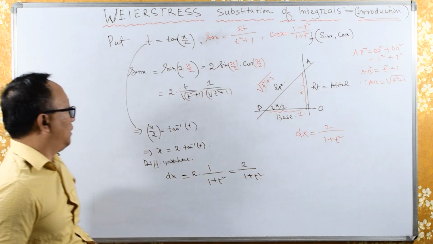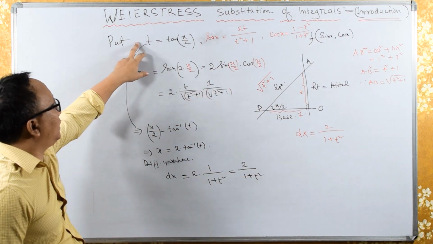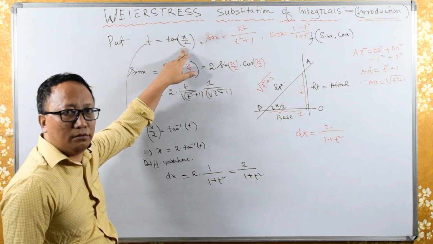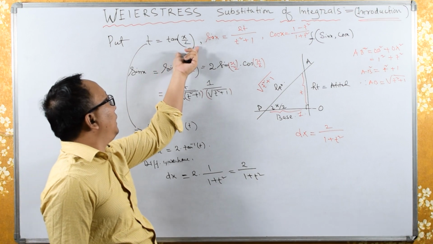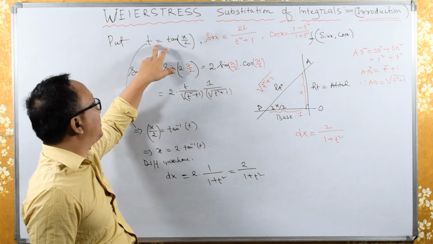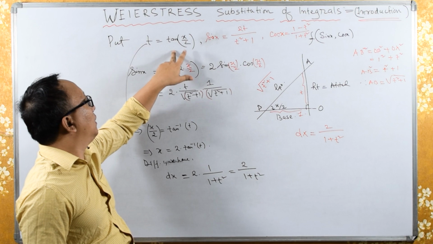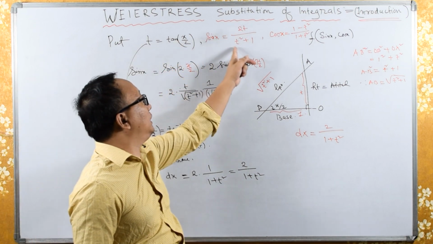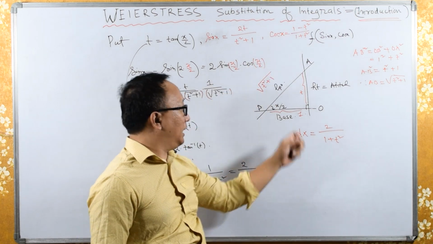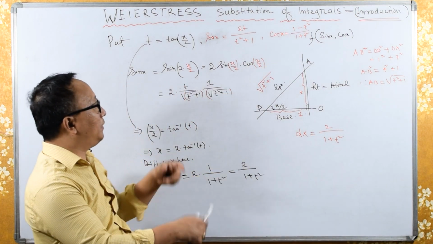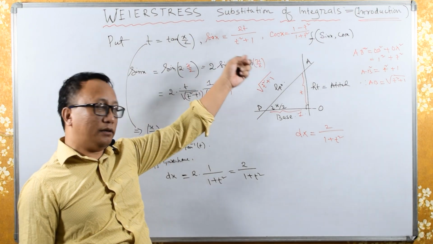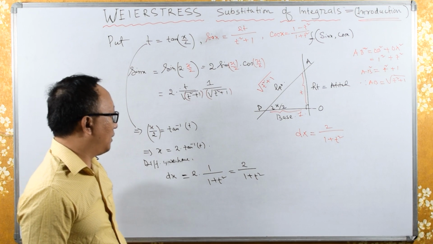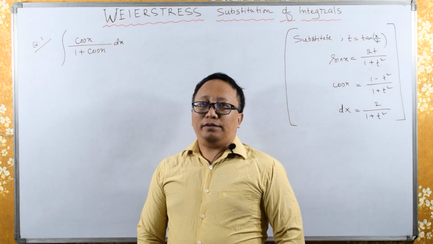So by using substitution t equals tan x by 2, from there you find sin x in terms of t, cos x in terms of t, and dx in terms of t, and you solve that integral. That integral will be somehow easier. Now let's take some examples for the Weierstrass integral.